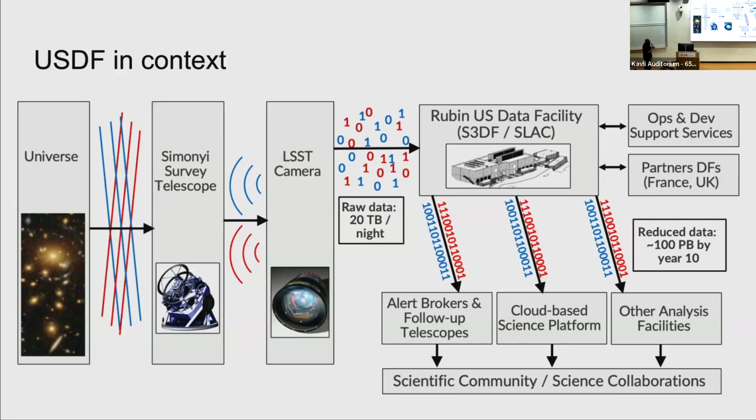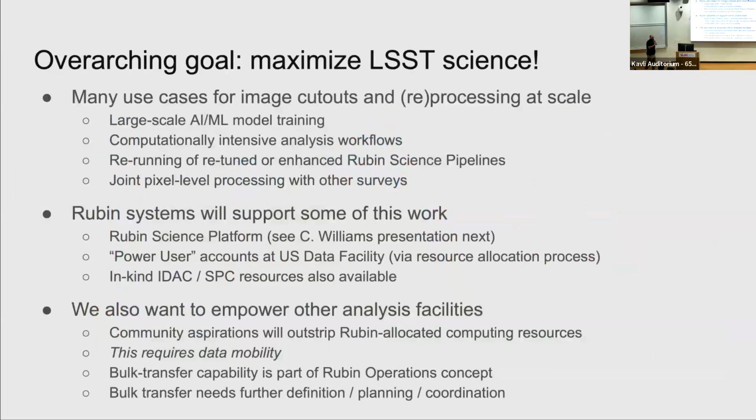What I really want to focus on in the next few slides is particularly this question of how other analysis facilities are or will be part of the picture in supporting Rubin science. So the overarching goal, of course, is to maximize the science return from LSST. There are, as I'm sure most people are aware, a lot of different use cases for image cutouts and processing or reprocessing of LSST data, possibly at very ambitious scales. That includes AI and machine learning. It includes computationally intensive analysis, rerunning of pipelines, joint pixel level processing. One could add other things to this list here. This is just a selection.